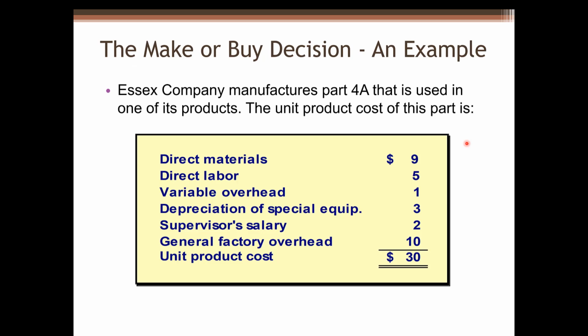Let's take a look at example. Essex Company manufactures part 4A, which is used in one of its products. The unit product cost of this part includes direct materials, direct labor, variable overhead, depreciation for special equipment, supervisor's salary, and general factory overhead. So the total unit product cost is $30.